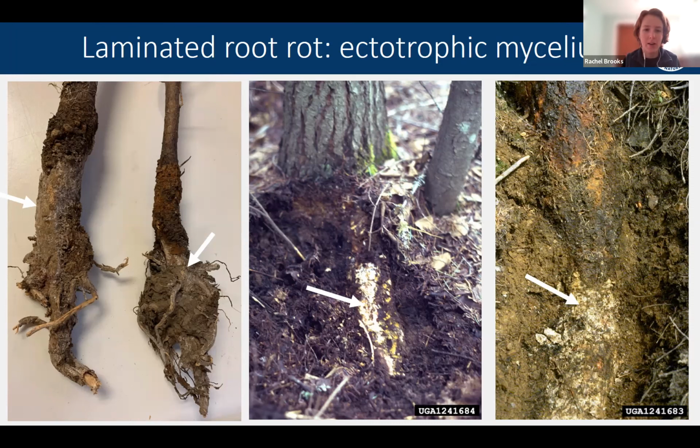The middle picture is not in great focus, but I think it does a good job of showing how people expose the soil, and then you can examine roots. And in this case, this root is just a little white colored with the ectotrophic mycelium. And then the right picture is the one we looked at already.